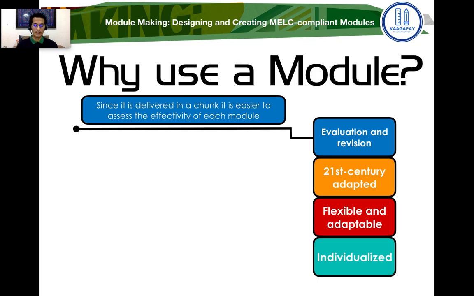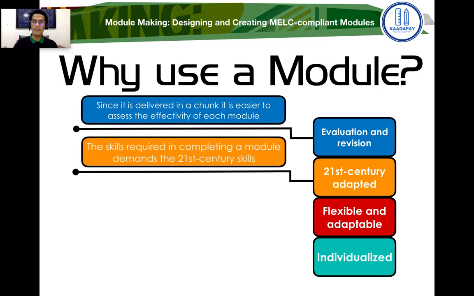Okay? Second is that yung skills required to actually perform or accomplish a module is very much 21st century based. So yung for example, looking for answers. Kasi wala ka dun to give them the answers, di ba? Most of the answers they have to look for themselves. Okay, that idea of critical thinking.